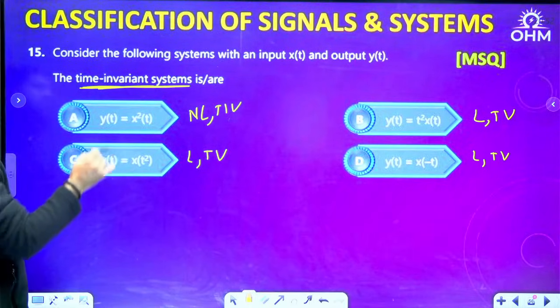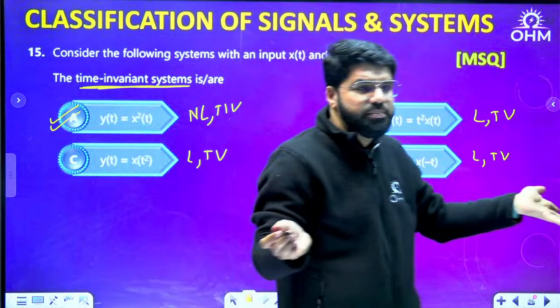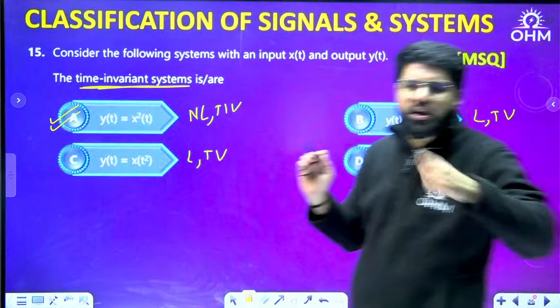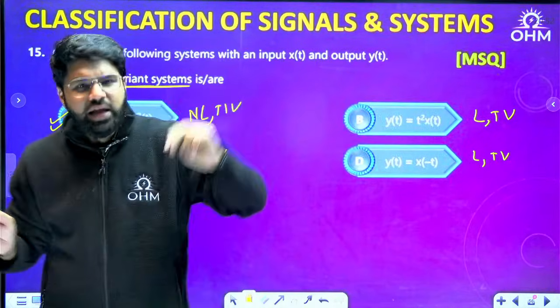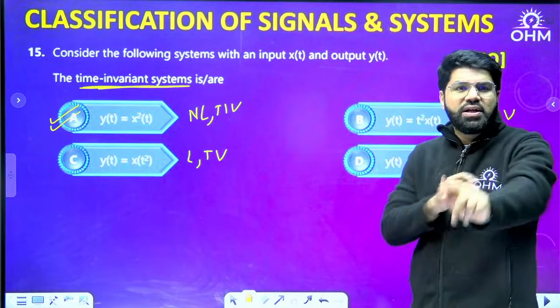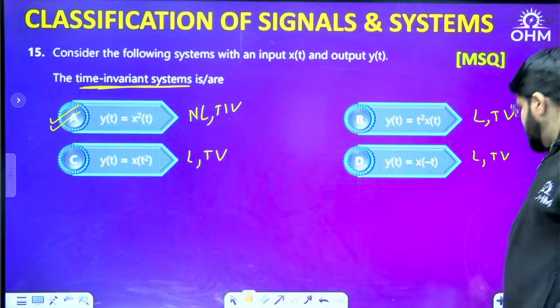So only one answer is time invariant. Only one option correct. An MSQ with one option correct is quite possible. In an MSQ, even one option can be correct. One or more, any number of options may be correct: 1 correct, 2 correct, 3 correct, 4 correct. Anything can be seen in MSQ. The only answer here is A.